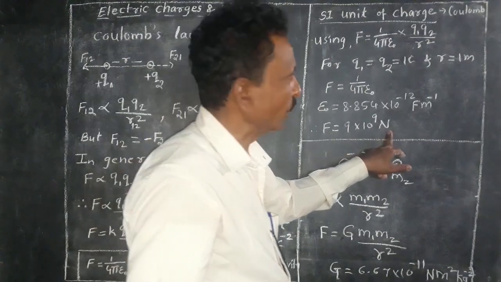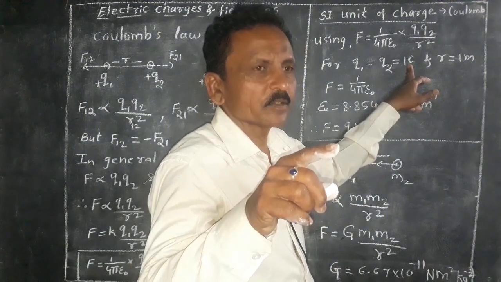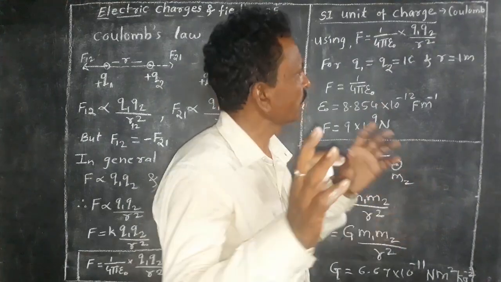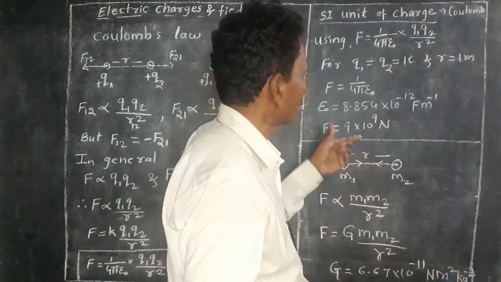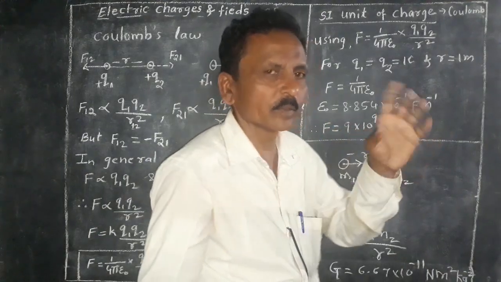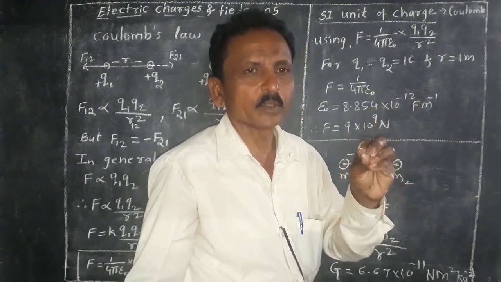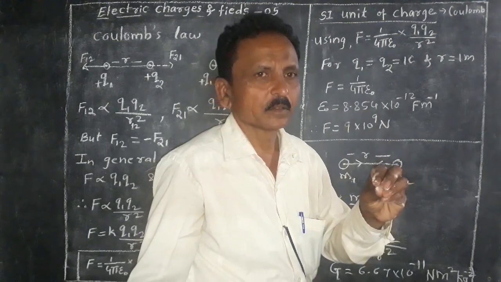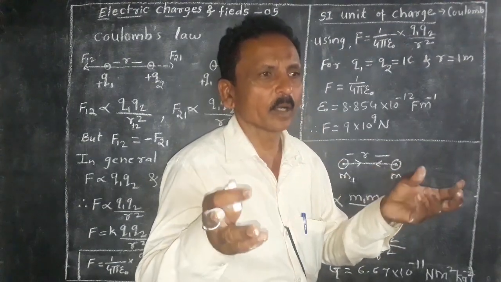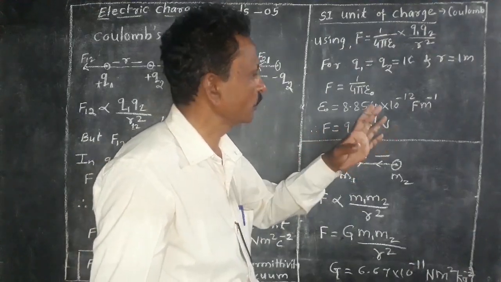Therefore, 1 coulomb is that charge placed 1 meter apart from an identical charge in air medium. It repels with a force of 9 into 10 raised to 9 Newton. For 1 mark, it is very important. Define Coulomb: 1 coulomb is that charge placed in air medium from an identical charge 1 meter apart. It repels with a force of 9 into 10 raised to 9 Newton.